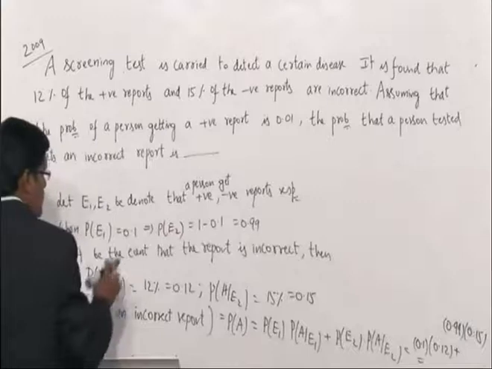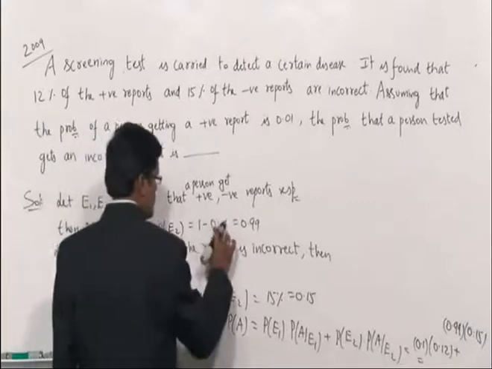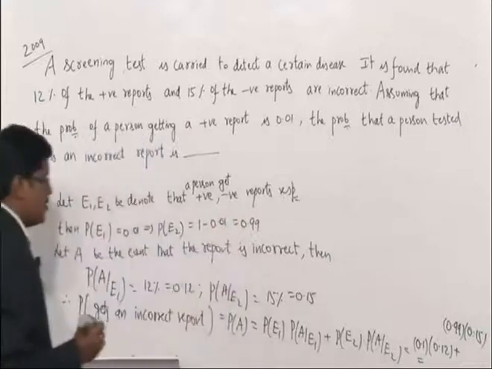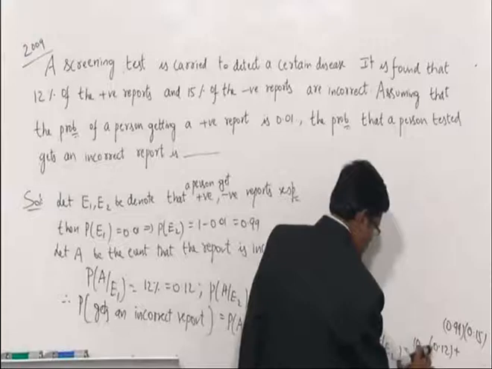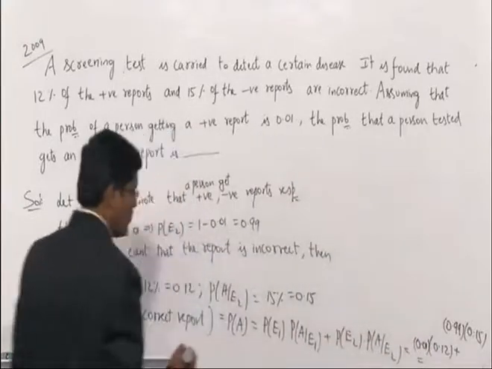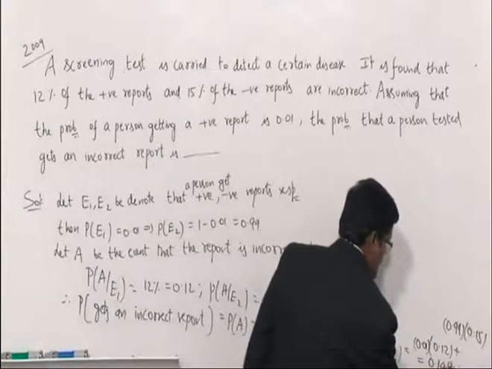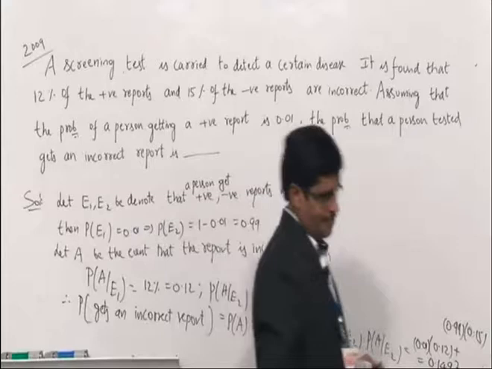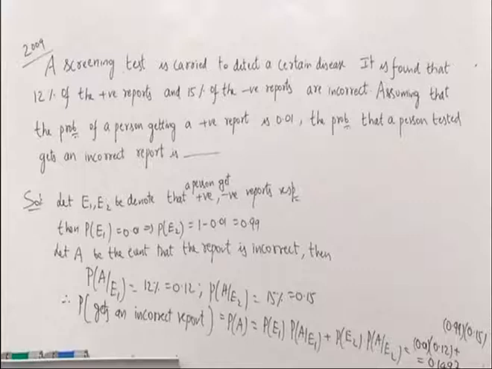Sorry, here I have done a small mistake. Probability of positive report is 0.01. So it gives negative report 0.99. So here 0.01. And this simplifies to 0.1497 approximately. Next.